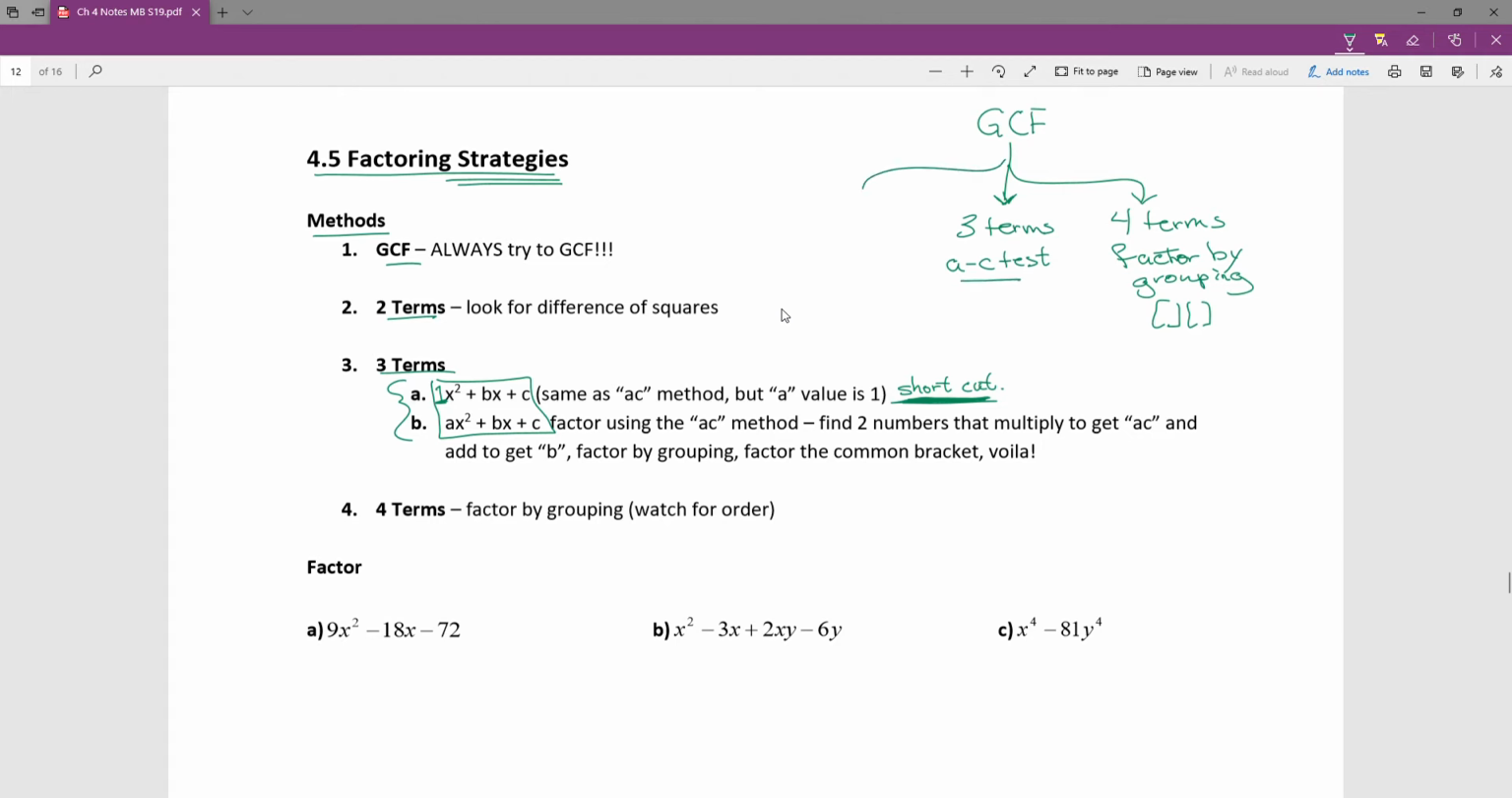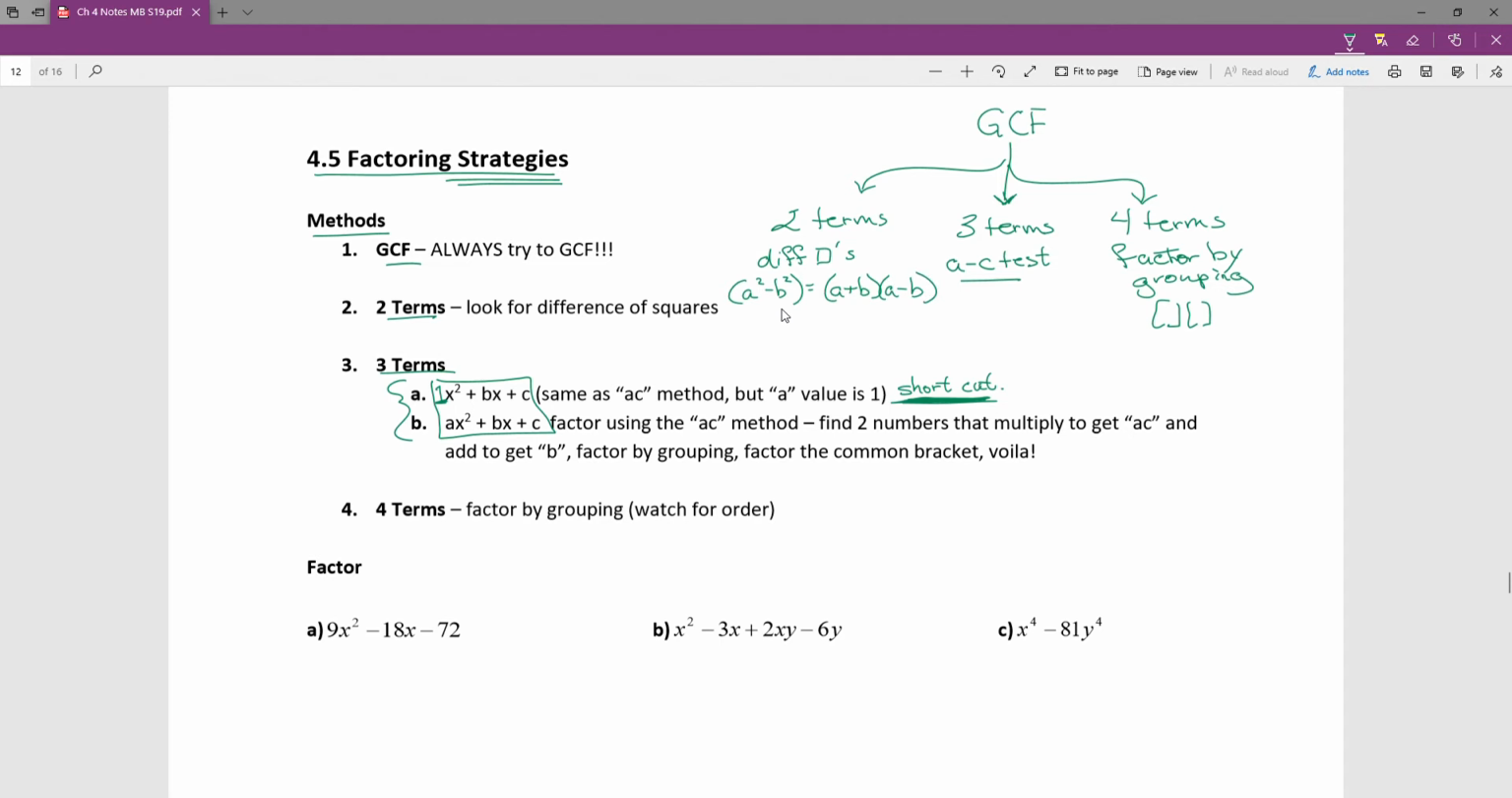After that, we took a look at polynomials that had 2 terms. And we said that if there are 2 terms, try and take a look at it and see if it fits the difference of squares pattern. And so the difference of squares pattern had a perfect square and a perfect square and a minus sign in between. And that fit that pattern that a squared minus b squared would equal a plus b and a minus b.